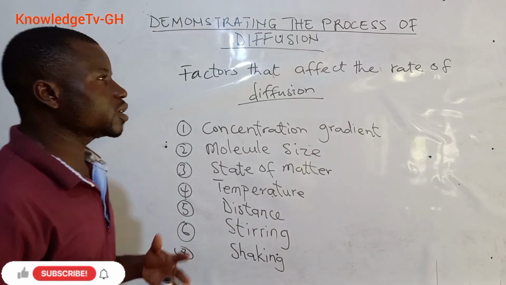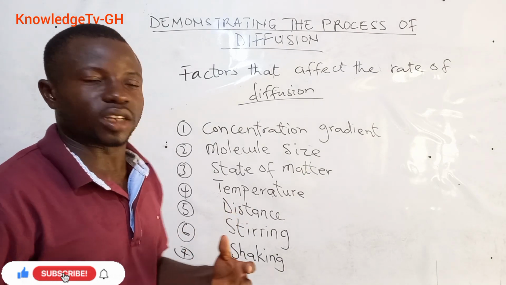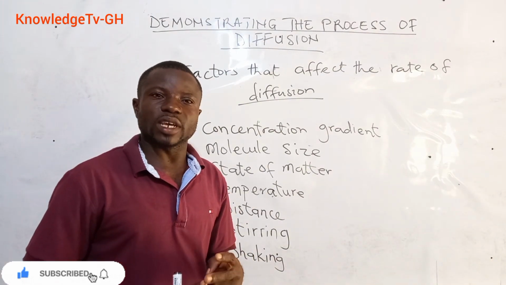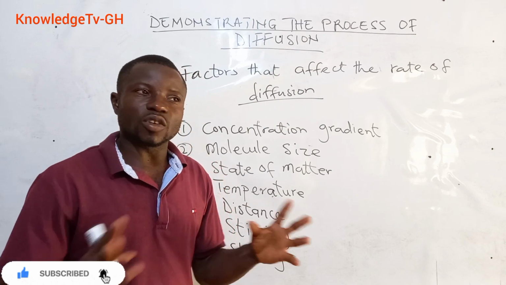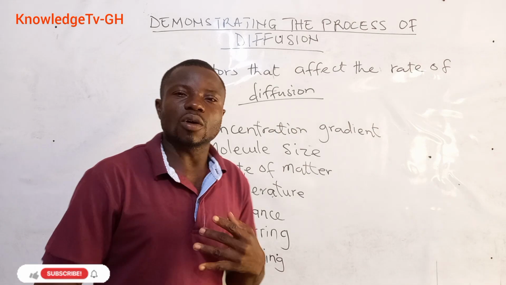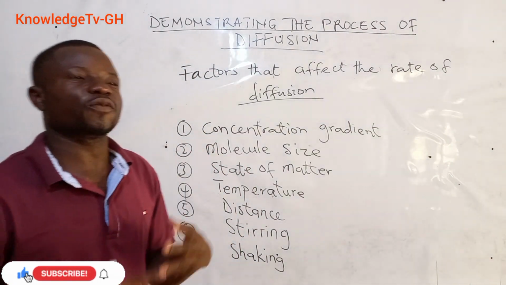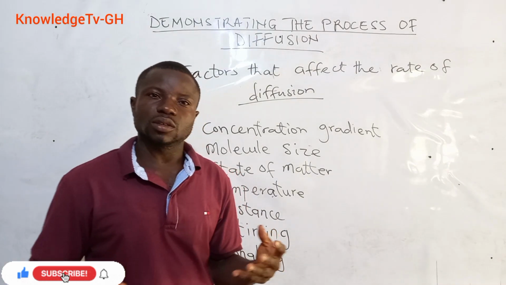But you know, diffusion can occur in gases and liquids. That's why we say state of matter. When we say state of matter, is the matter a liquid or a gas? And you know, diffusion occurs in gases faster than in liquids.